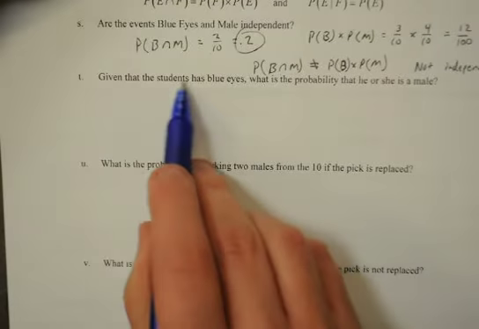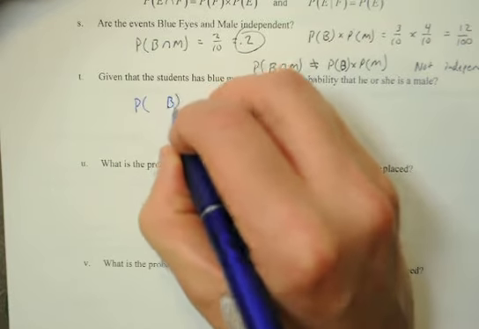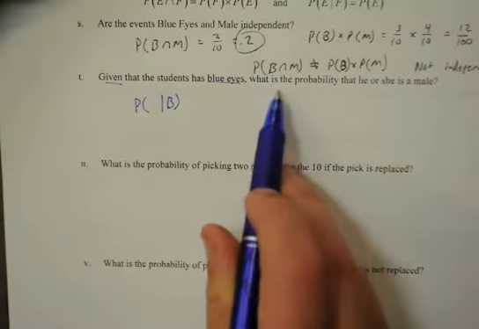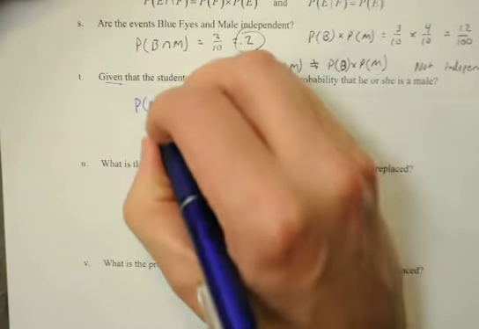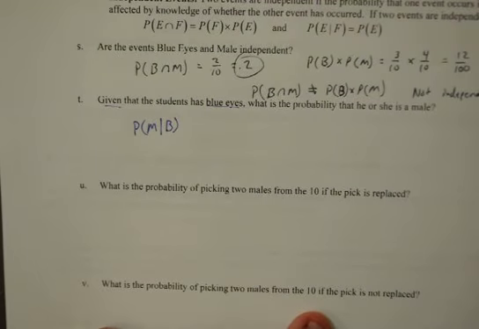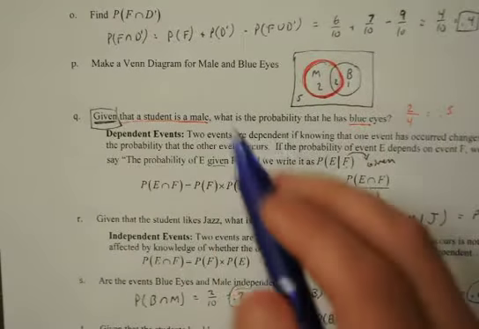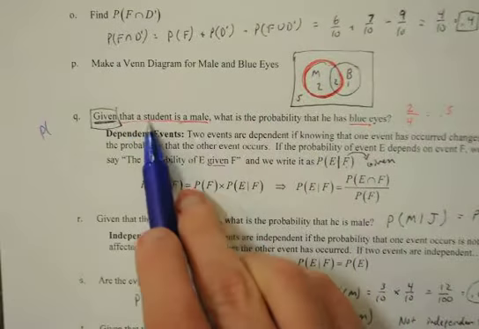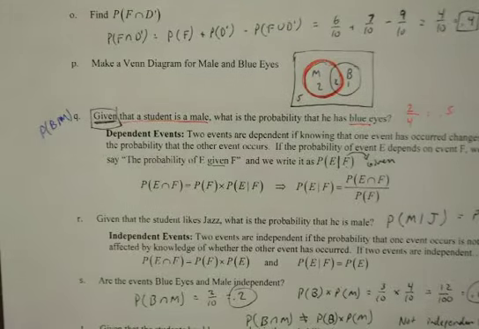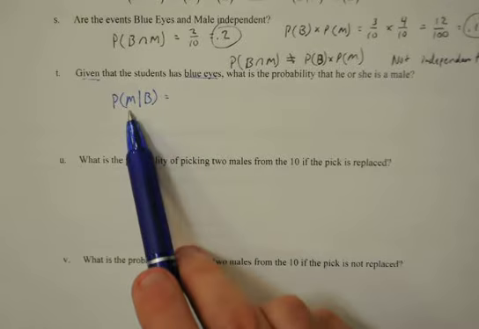Next, given that the student has blue eyes, let's write that out. Notice I'm putting that second because it's given blue eyes. What is the probability that he or she is male? So that's different from this. Up here at Q, we did given the student is male, probability of blue eyes. And then here we're given blue eyes, what's the probability of male?